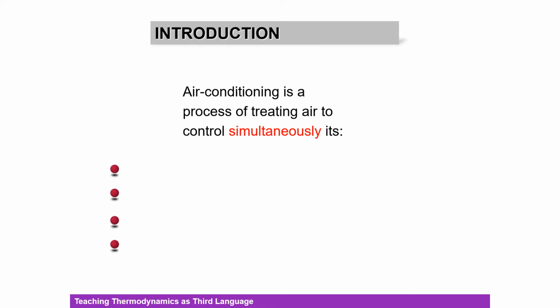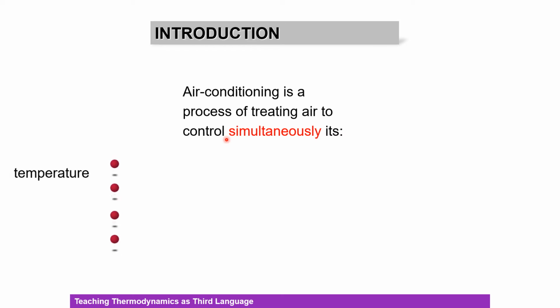Air conditioning is nothing but a process of treating air to control simultaneously. Here we have the word simultaneously. So what you're doing is you are treating the air around you, right? Why do you treat the air? Because you want to control simultaneously.